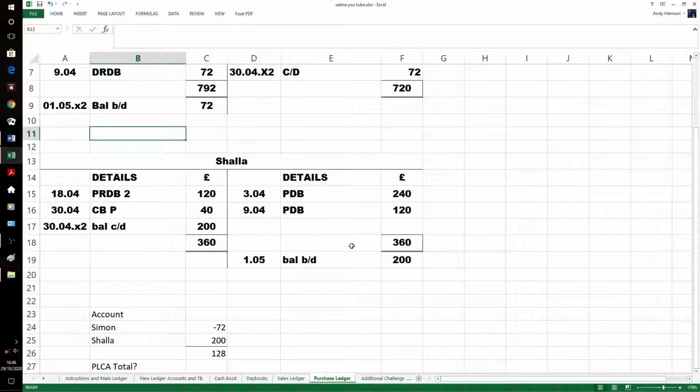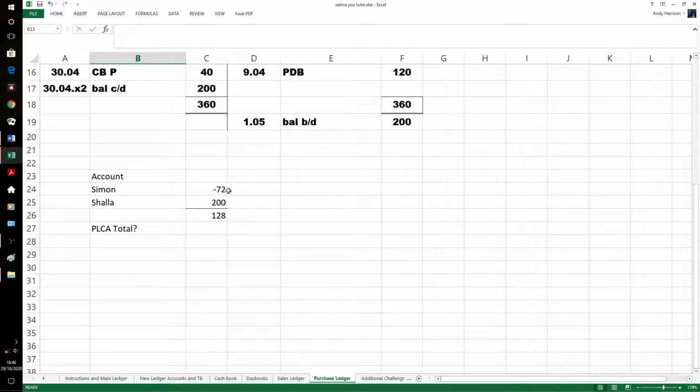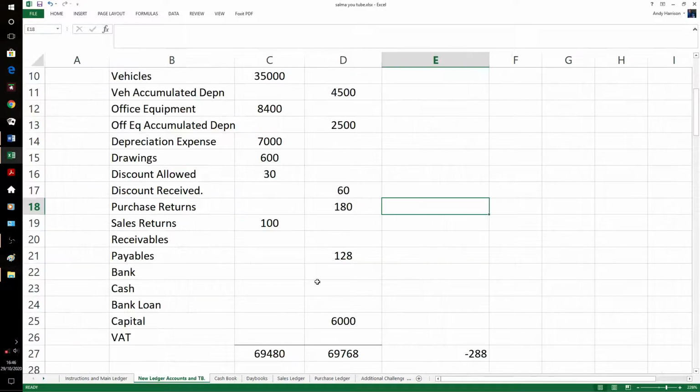Hope you noticed that one. So actually, that's how the two between them add up to the 128. So we just checked that our purchase ledger accounts add up to our control account once we balanced off our control account. Now we'll do the receivables.